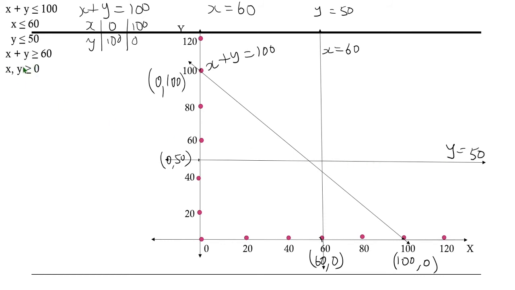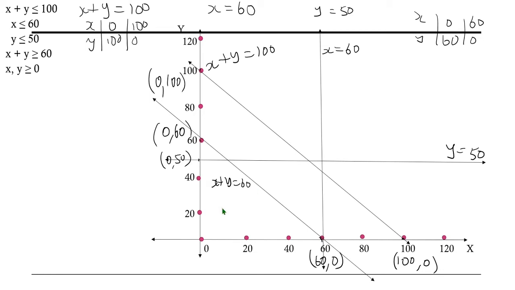The next line is x plus y equal to 60. All these can be done in the rough column, or you can also do it directly if you are very sure. When x is 0, y is 60. When y is 0, x is 60. So this is 0 comma 60 and this point is 60 comma 0. Join these 2 points with the help of a straight line. We get this line, x plus y equal to 60.